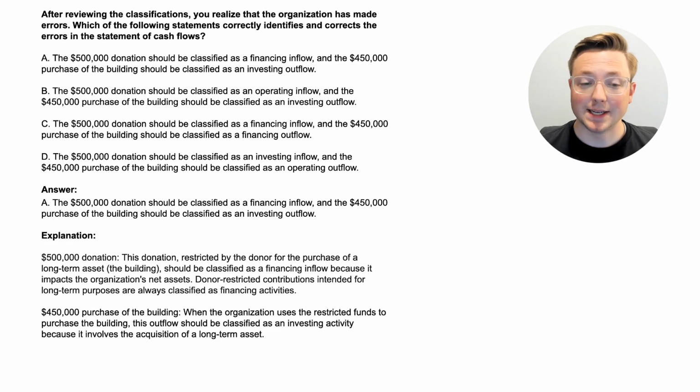All right, and the answer is A. The $500,000 donation should be classified as a financing inflow, and the $450,000 purchase of the building should be classified as an investing outflow. So it looks like the company got flipped here. They got mixed up. So let's read through this to remember the rule. This donation, the $500,000 donation, is restricted by the donor for the purchase of a long-term asset, which is the building. That should be classified as a financing inflow because it impacts the organization's net assets.